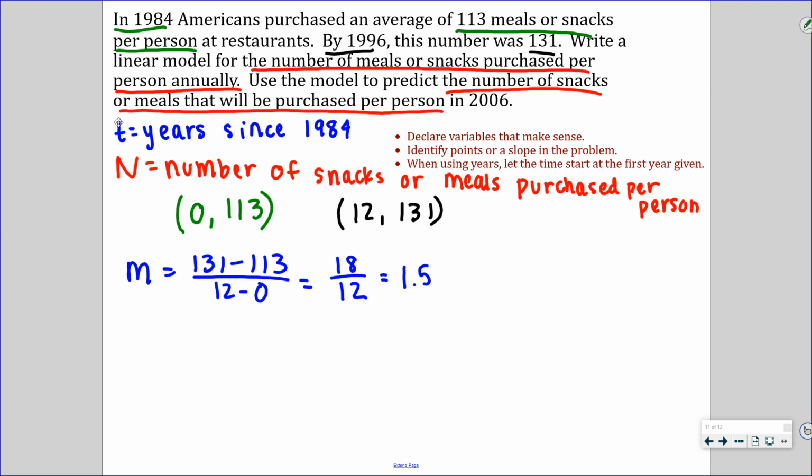Look at your 2 points given to you. What do we notice about this green point? It's a y-intercept. It's our y-intercept. So do we need to do point slope form? No. We could jump right to slope intercept form. We could jump right to y equals, but I'm using capital N, y equals mx plus b, plus 113. Okay, there's my model.